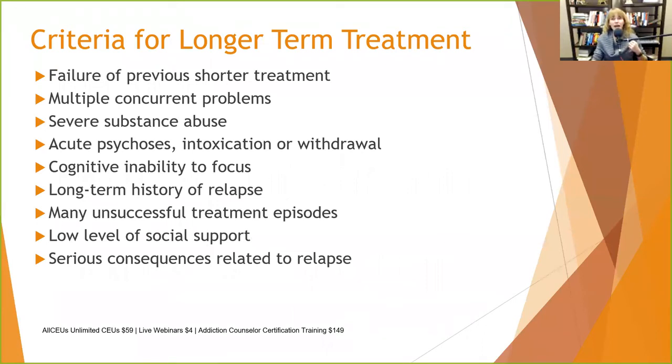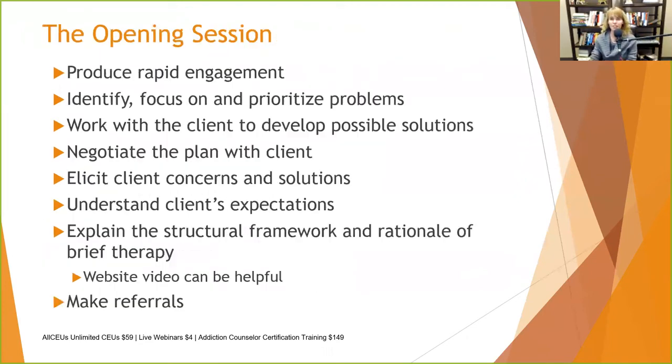If they have a need for longer term treatment, you'll know this because they failed previous shorter treatments. They may have multiple concurrent problems that need to be addressed right now. Severe substance use, psychoses, cognitive inability to focus, long-term history of relapse, many unsuccessful treatment episodes, low levels of social support, and serious consequences related to relapse. So even if they've only relapsed once or twice, if they've relapsed and that's ended up in a hospitalization in the ICU or a suicide attempt, they probably need something more intensive than brief interventions.